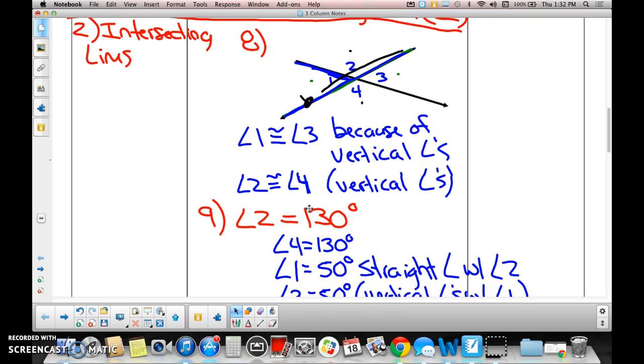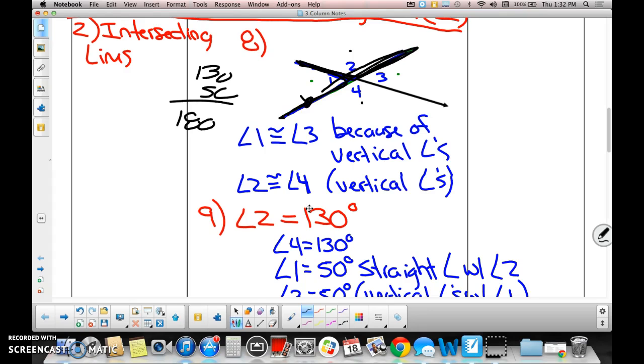Okay, so if I told you that angle 2 is 130, you know that angle 1 is going to be 50 because 130 and 50 add up to 180, and this straight line right there is 180, right? Yes. Yes or no? Yes. This is so much fun.